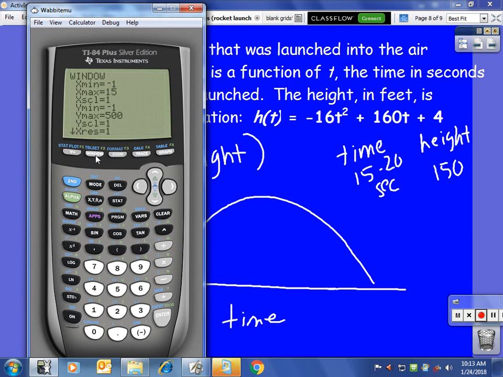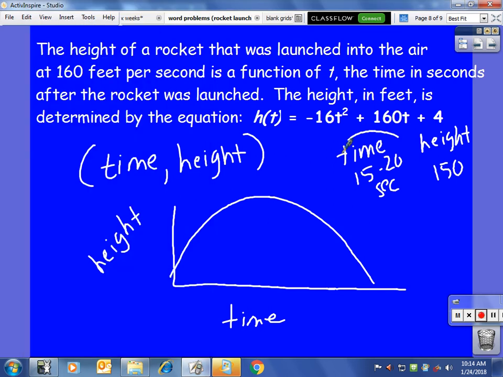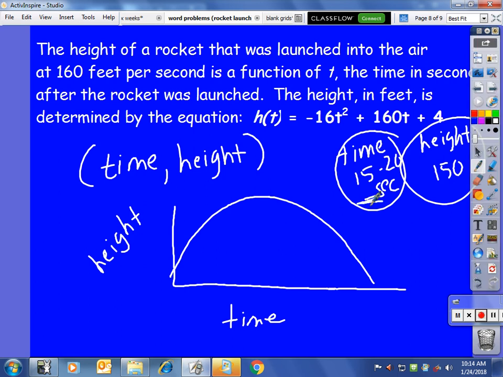So on our window, our time values, we changed from -1 to 15 seconds, and our height values, we changed from -1 to 500 feet. Are y'all with me there? And sometimes it's just a guessing game, but in general, I usually start around 15 seconds for the x values, and around 150 for height, and I might have to go higher or lower, it just depends. No, the time is the x's, the height is the y's.